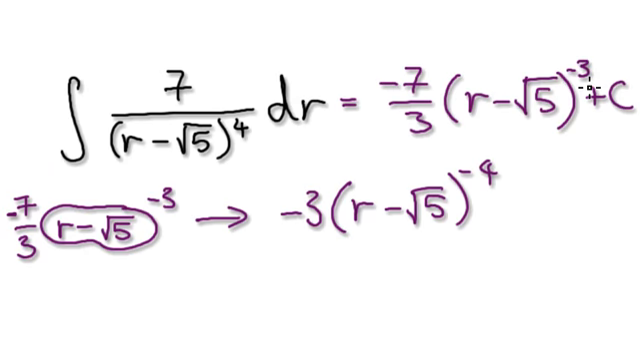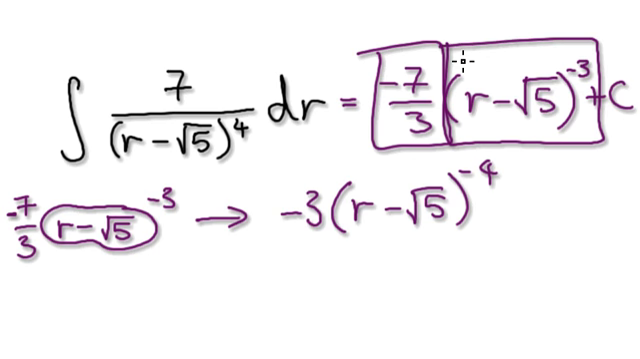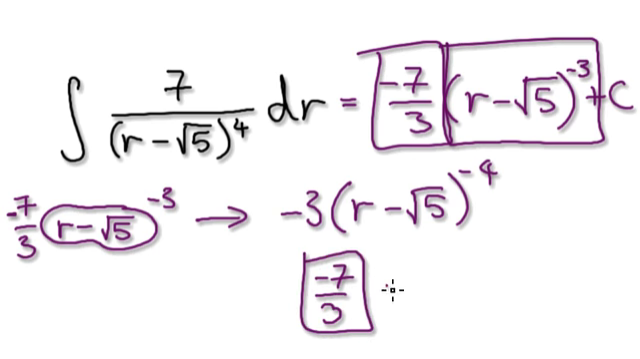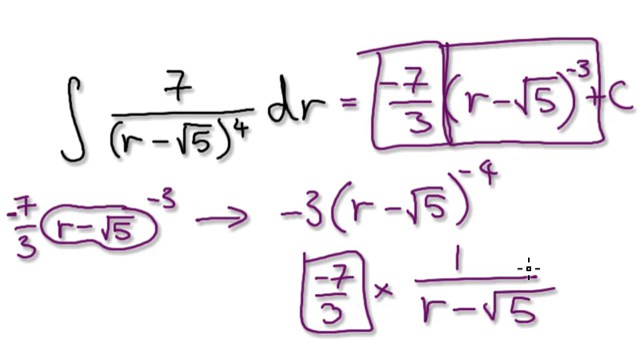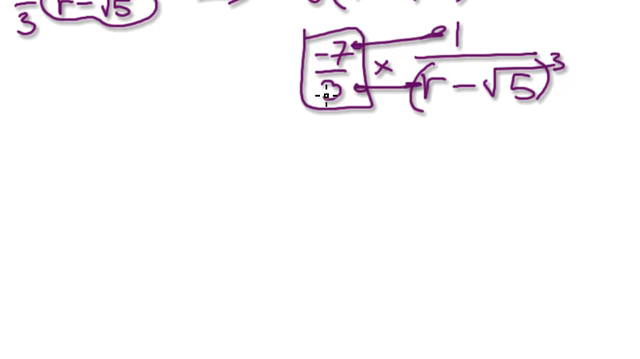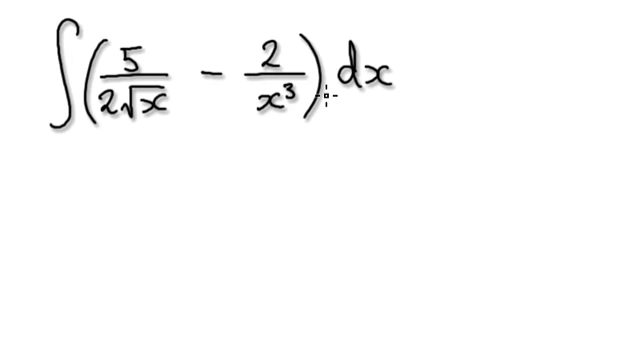But by the way, you could always tidy this up. You could always visualize it as this block times this block. So that would be minus 7 over 3 times, well, this thing you can visualize as 1 over r minus root 5 to the power of 3. And then top times top, bottom times bottom. You could always tidy up if you wanted to. Okay. Anyway, this one here.